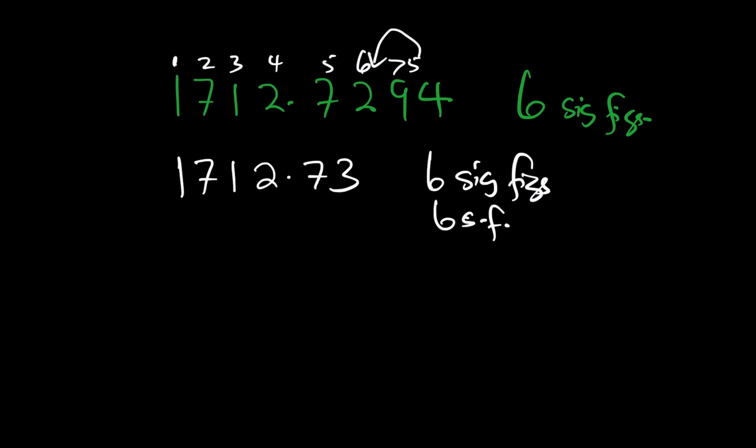And then we can count and see that this is 1, this is 2, this is 3, this is 4, this is 5, and this is 6.